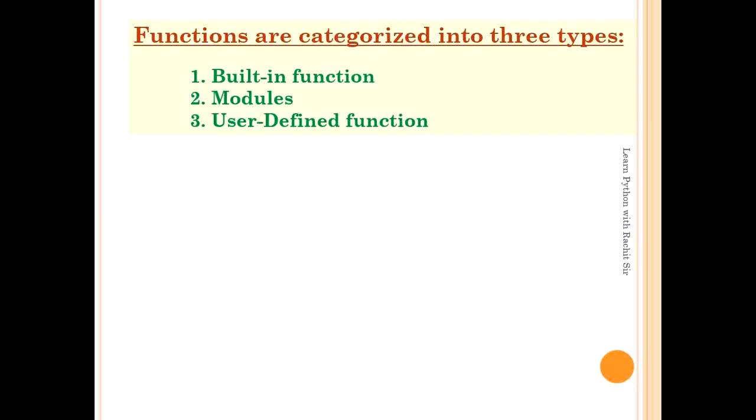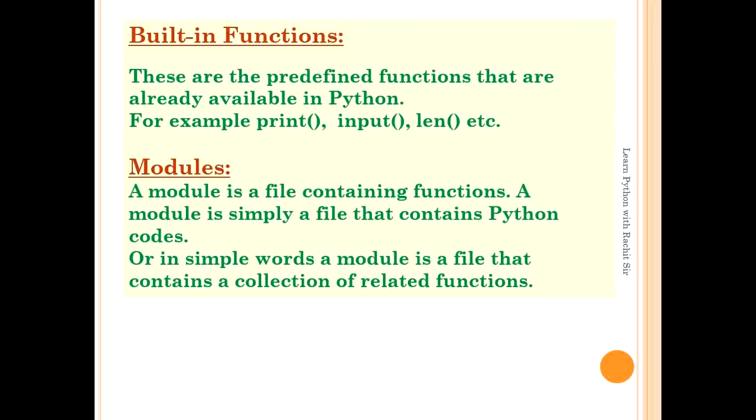Functions are categorized into three types. First, built-in functions, second, modules, and third one is user-defined functions. So first of all, we will study built-in functions. These are the predefined functions that are already available in Python. For example, as we have already used these three functions: print, input, and len. The definition of this print function is already available in Python, like input function and len for length, etc.